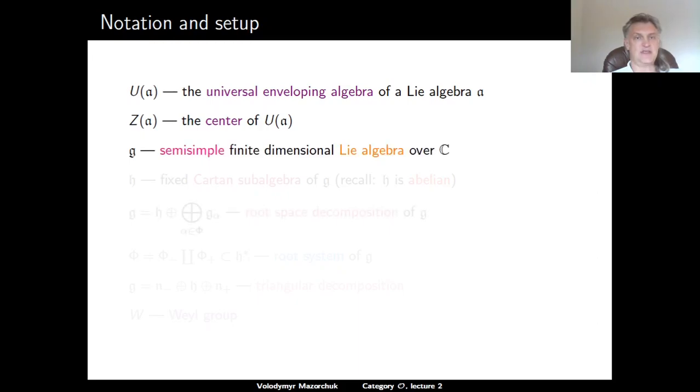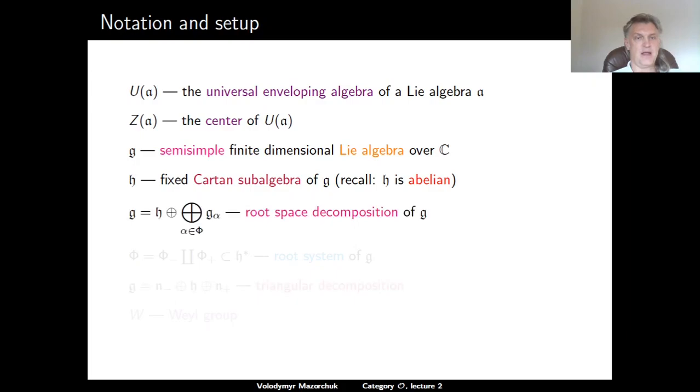G denotes a semi-simple finite-dimensional complex Lie algebra, and H is a fixed Cartan subalgebra of G. We recall that H is abelian. We have the root space decomposition of G into a direct sum of H together with a direct sum of all root subspaces G_alpha, where alpha runs through the root system Phi of G. The root system Phi is a subset of the dual space of the Cartan, and we fix a decomposition of Phi into a disjoint union of positive and negative roots.